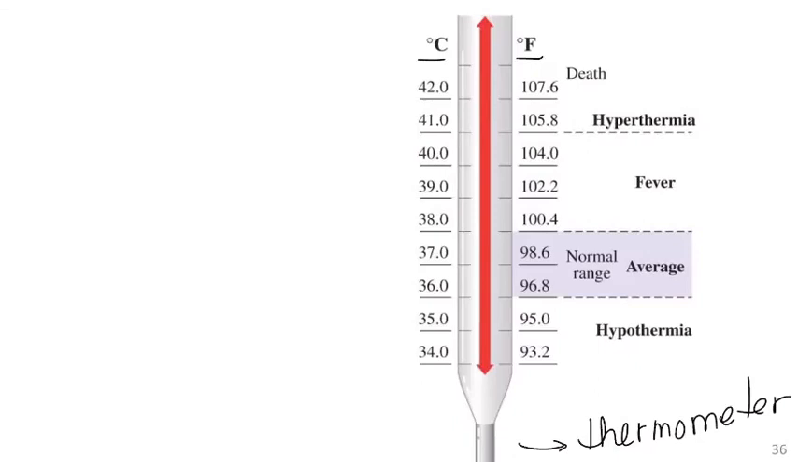If the body temperature keeps on increasing, that's called hyperthermia. So at the level of hyperthermia, the body temperature has to increase above 105.8. And as you can see, that can lead to death. Body temperature can also decrease depending on the conditions, right? So if the body temperature decreases below 96.8, that is known as hypothermia. And it depends. If it goes colder and colder, that may also lead to death.